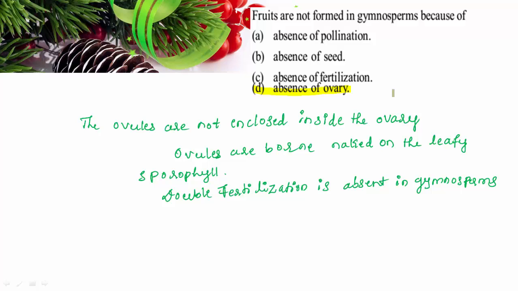Then how are ovules present? Because gymnosperms are called naked seeded plants. When the seed is produced without fruit, how is it possible?